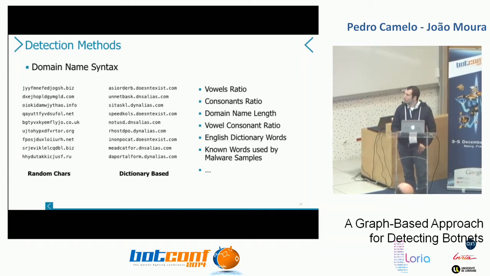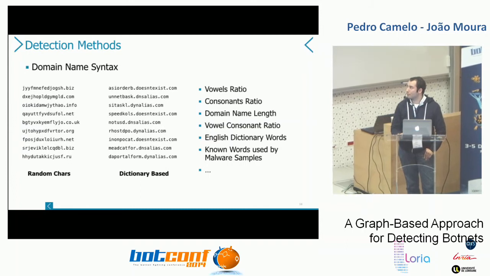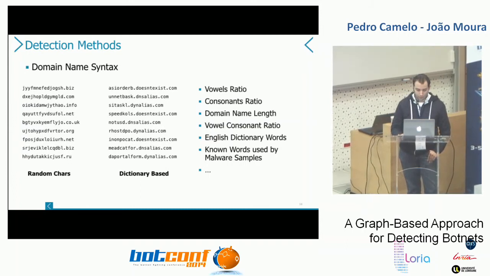On the DGAs, as I told before, we have two types, random and dictionary based. I won't be detailing the attributes that we used here on the classifiers that we'll talk about some slides after. It will be in the paper that will be published on the .conf website. So we can use that kind of attributes: vowel ratio, consonant ratio, domain name length, and other ones. The dictionary-based ones are a particular case where it's really difficult to have a machine learning approach, at least with the attributes that we used in this work.